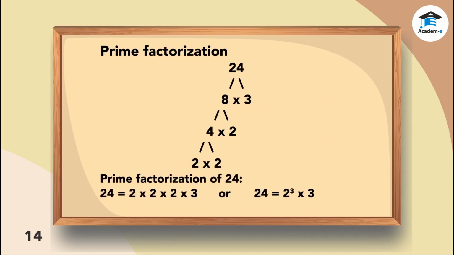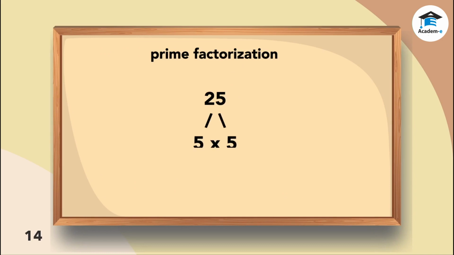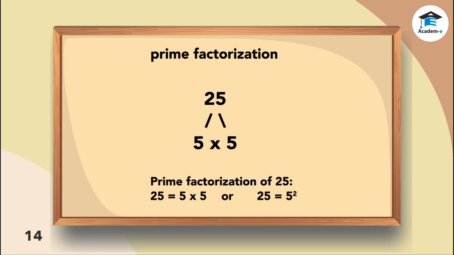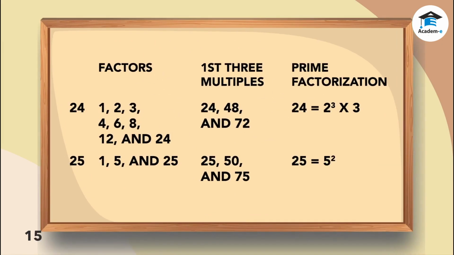For 24, its prime factorization is 24 equals 2 times 2 times 2 times 3. Simplifying this using exponents, 24 equals 2 to the third power times 3. For 25, it is a perfect square of 5, and 5 is already a prime number. Let us put all these together in one table.